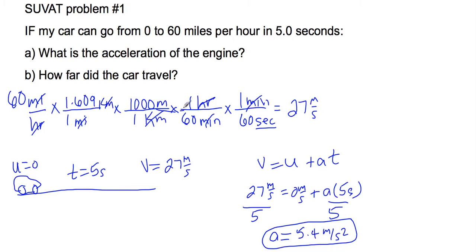So that's the first part of our problem. What is the acceleration of the engine? 5.4 meters per second squared. Every second that your car is accelerating, its speed will increase by 5.4 meters per second. Part B is how far did the car go? So now we want to know what s is.